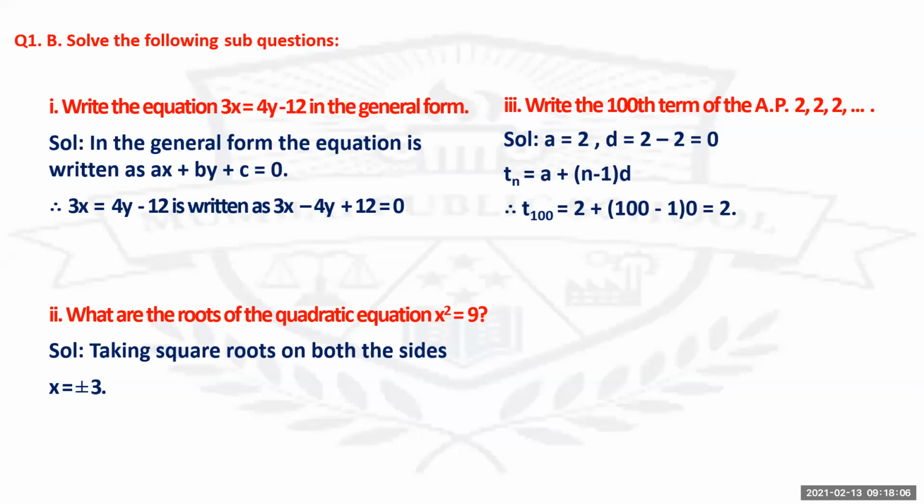Now 100 minus 1 is what? 99. And 99 into 0 is what? Again 0, because any number multiplied with 0 is 0. So you get 2 plus 0. So what is your 100th term? Your 100th term is 2.